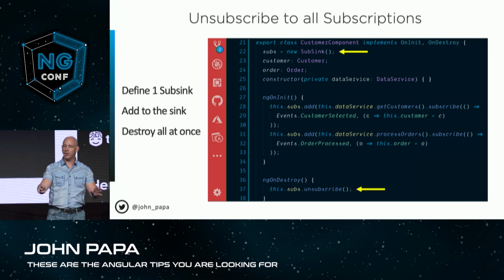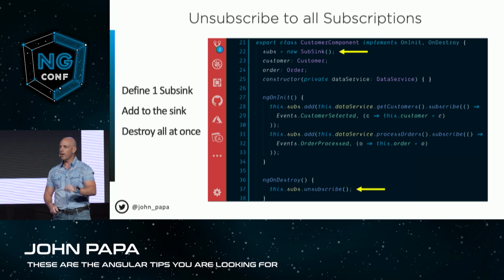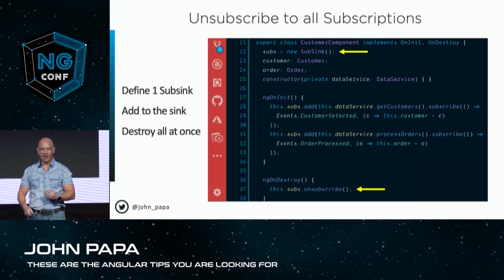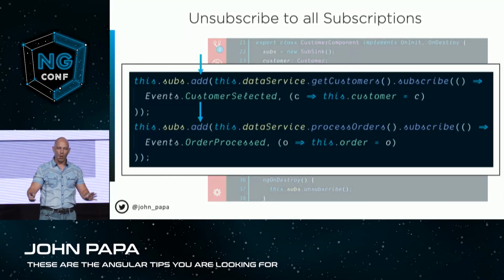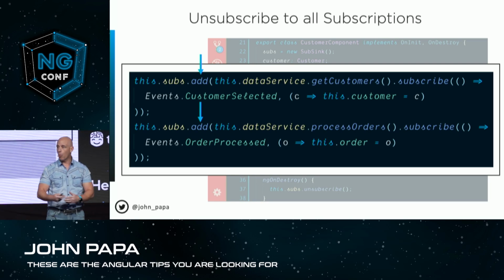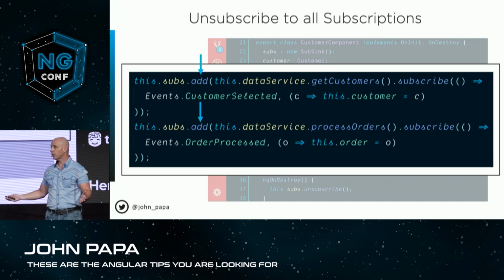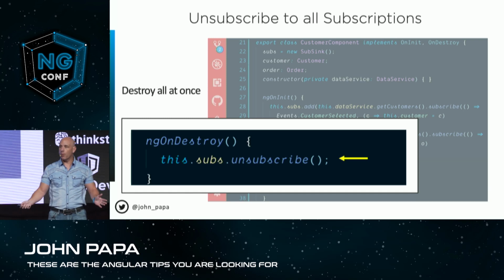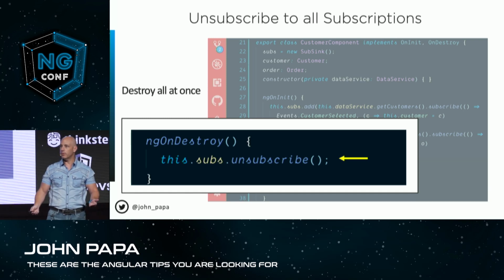And Ward created this great thing called subsync. So you can see here, if you use subsync, you just create one subsync, and then you add all of your subscriptions to it, and then at the end, you unsubscribe. So just to show that really closely, all you do is add your subscriptions one at a time. And then you have one line of code up top, one line of code in the bottom, and it cleans up all of your subscriptions in your code. So the key here is it destroys them all at once.